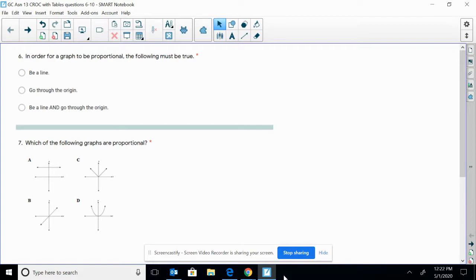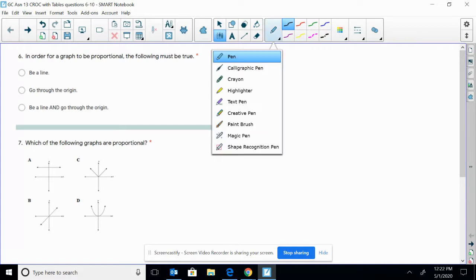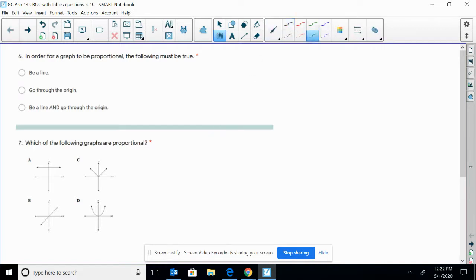So we've talked about this before. In order for a graph to be proportional, the following must be true. It has to be a line. That's true. It also has to go through the origin, which is 0, 0, or where the x and the y axis cross, also true. But both of those have to be true in order for it to be proportional. So our correct answer here is this one.